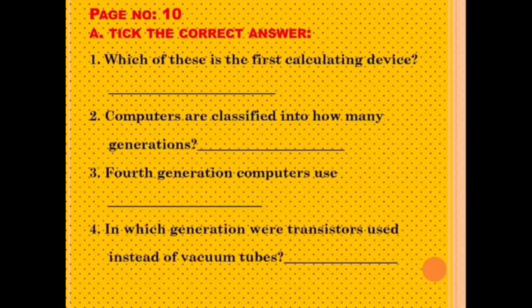Okay, now take the page number 10. Tick the correct answer. Your first one is, which of this is the first calculating device? They give options: difference engine, abacus and Pascal line. The answer is what? First calculating device. Yes, it is an abacus.